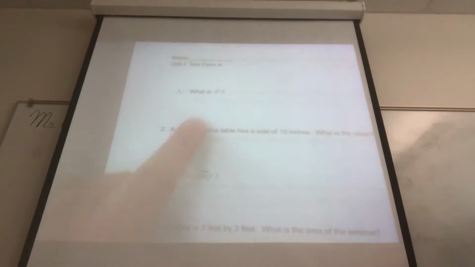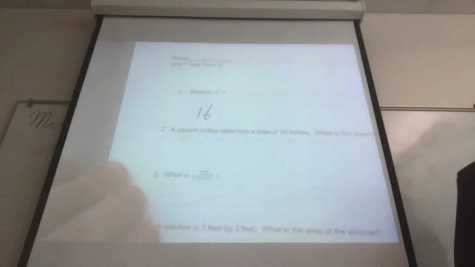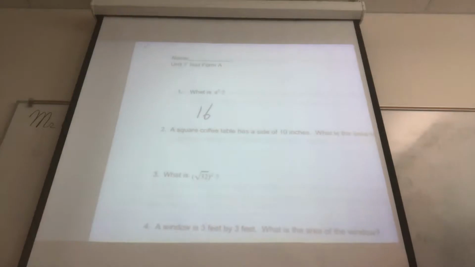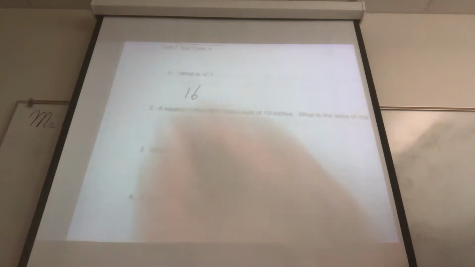So on the first one, what is 4 squared? That's 4 times 4. That would be 16. There are some questions like this, so make sure you understand them. A square coffee table has a side of 10 inches. What is the area? The area is going to be 10 squared, which is 100.